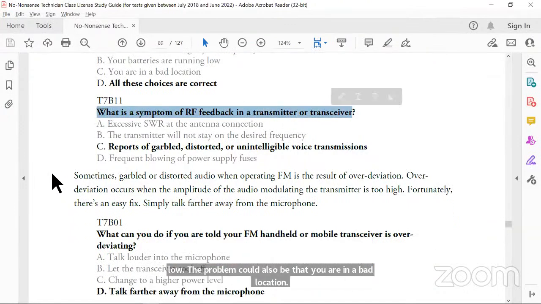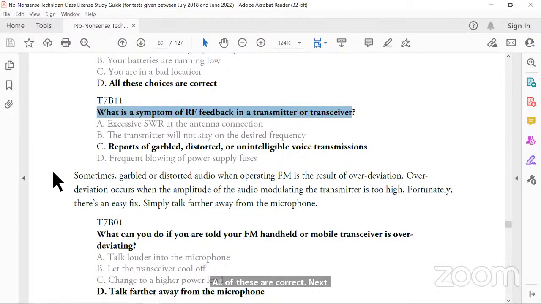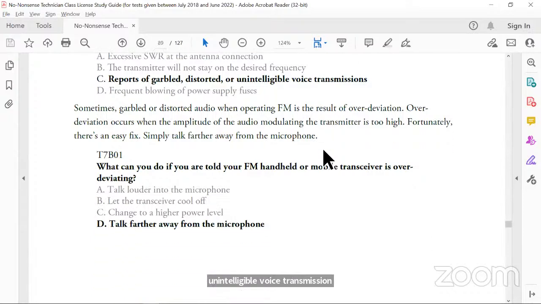Next question. What is a symptom of RF feedback in a transmitter or transceiver? So one of those symptoms is that other amateur radio operators will give you reports of garbled, distorted, or unintelligible voice transmission. They'll say that you're sounding bad.